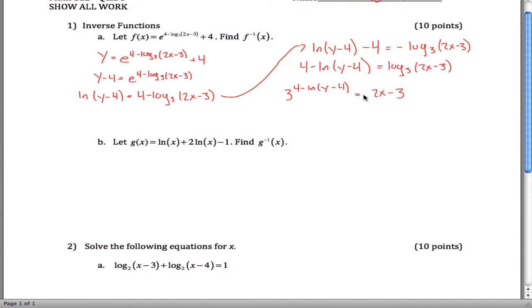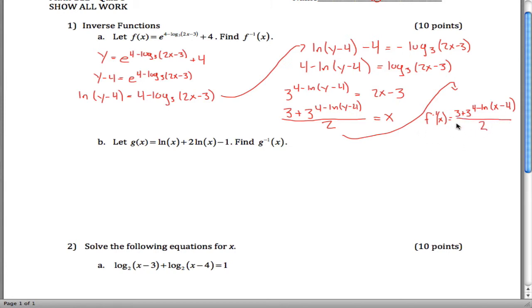And now we're kind of home free, just got to solve for x, so add 3 and divide by 2. And you get 3 plus 3 to the 4 minus natural log of y minus 4, all divided by 2, is equal to x. So to answer the question, f inverse of x is equal to 3 plus 3 raised to the 4 minus natural log of x minus 4, all divided by 2. Kind of a mess. Different ways you could write this, but something equivalent to this is the right answer.